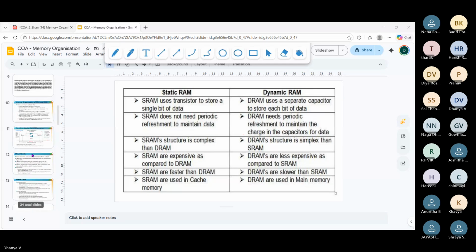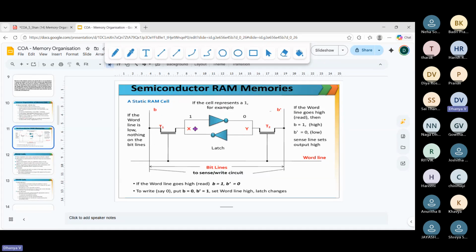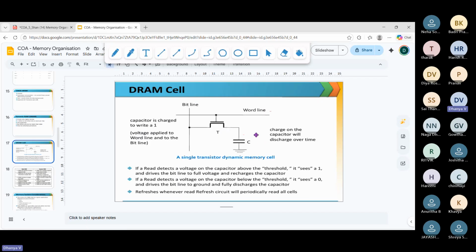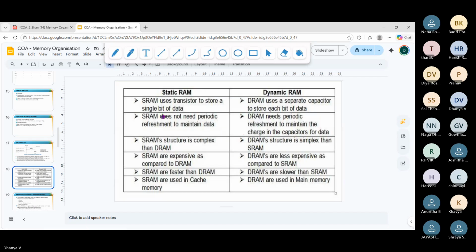SRAM, we use transistors and latches. DRAM is based on capacitors. SRAM does not need periodic refreshment, but DRAM needs periodic refreshment. SRAM structure is more complex than DRAM. Why is it complex? Because of the larger number of transistors. DRAM structure is simpler than SRAM. SRAM is expensive. DRAM is less expensive.